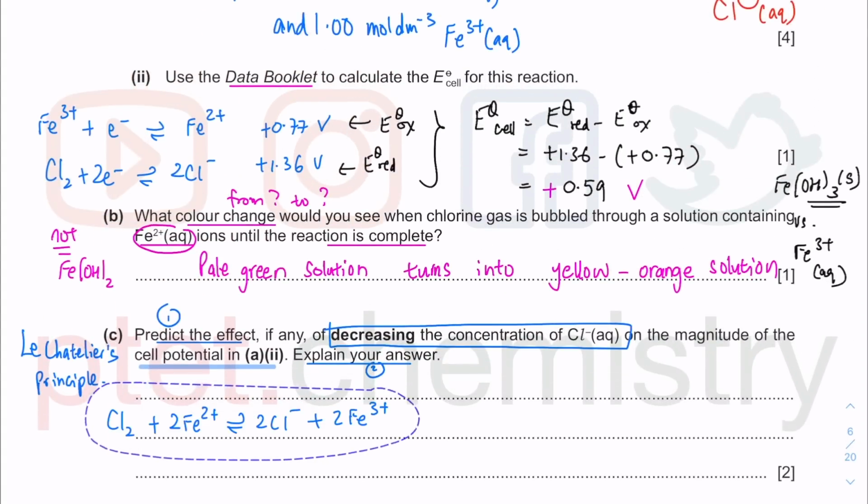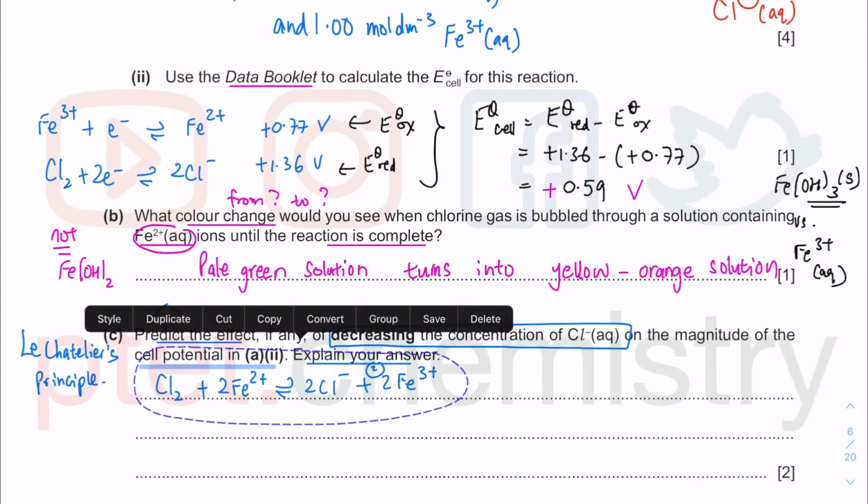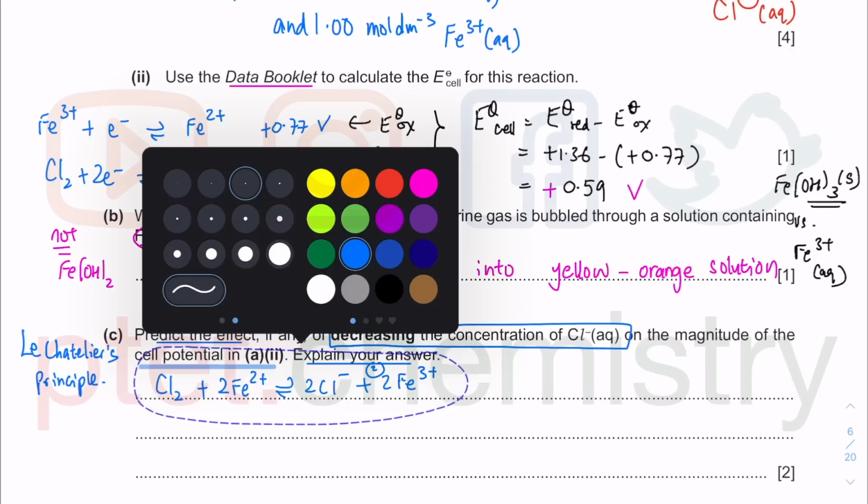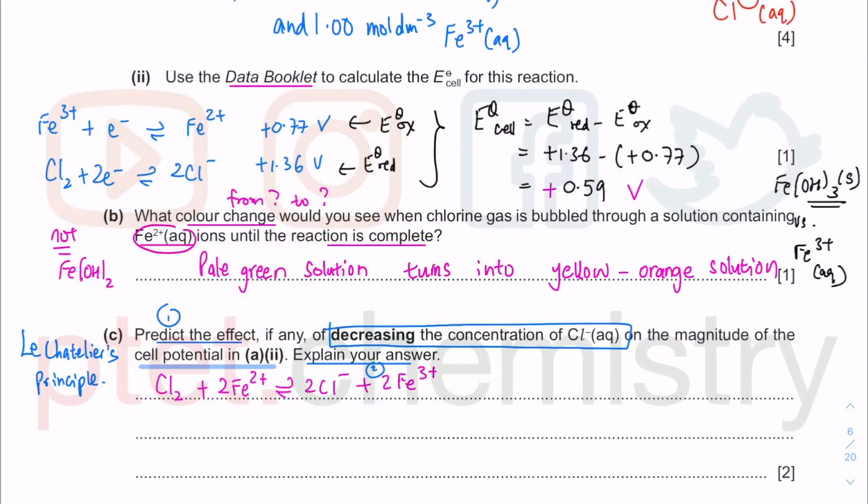So we know that this equation here, is that a good idea? Let me change the color so that it is much more visible. So we know that explaining our answer is going to be the second bit of the question that we need to answer. So that thing there is E cell equal to plus 0.59 volt. This is actually part of the new syllabus introduced from 2016. They call it the Nernst equation. But the Nernst equation is quantitative, it's to do with numbers.